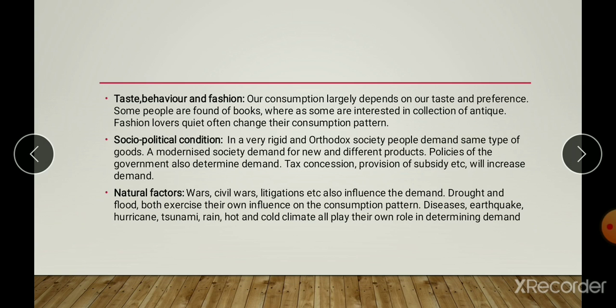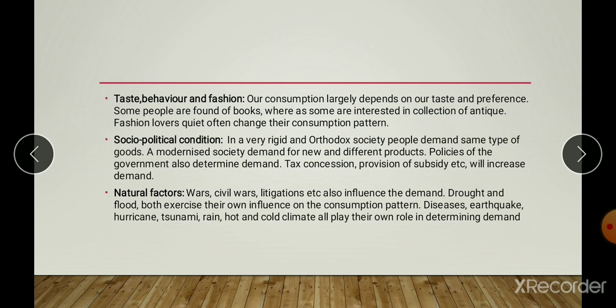The policies of the government also determine the demand, right? Some of the policies formed by the government also determine the demand. For example, tax concessions, provisions of subsidy, etc., will increase the demand. Let us take an example: if the government reduces the tax, the holding of money will increase, right? The consumer increases the holding of money, so they can spend that money to buy goods and services for various reasons, right? These are examples of socio-political conditions which determine the consumption demand.